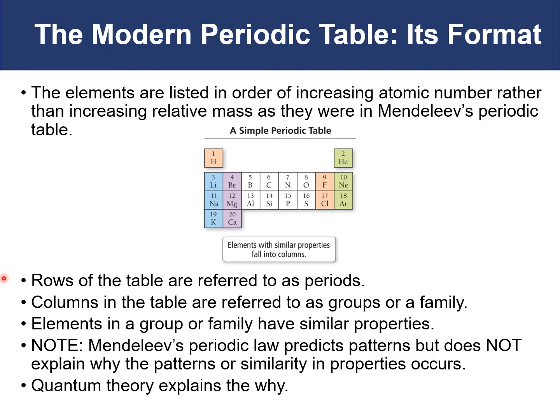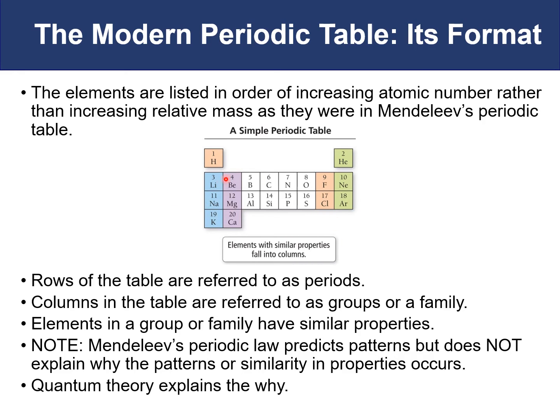Some nomenclature that goes along with the modern periodic table is the rows. Instead of being called rows, they're referred to as periods. So you would have the first period, which has hydrogen and helium, the second period, which starts out with lithium and ends with neon, the third period, which starts with sodium and ends with argon.